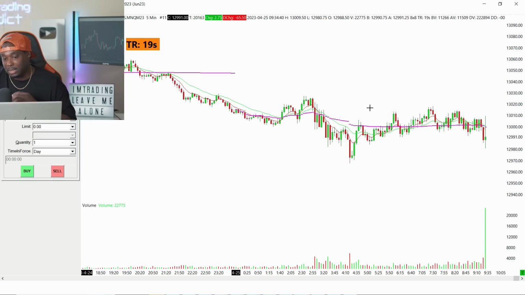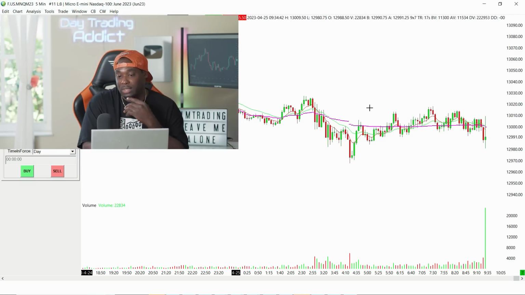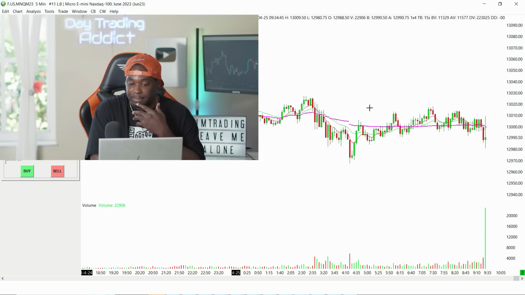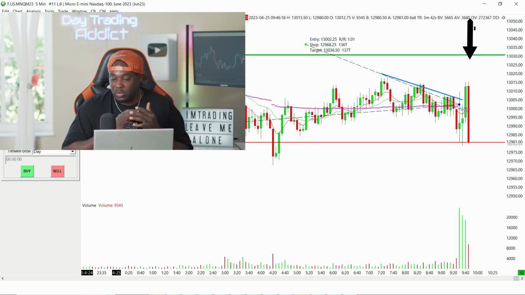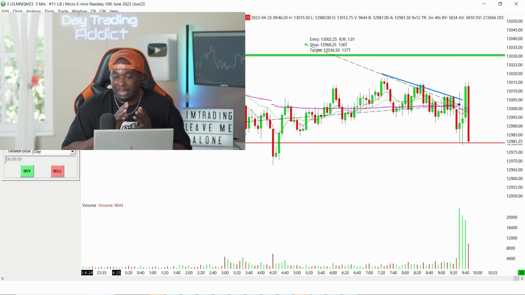So that's my thought process, right? So let me fast forward this so I can show you guys what happened next. All right, so the market is going down. You see this nice bearish bar. I got in the market. I got in a little bit late, but it is what it is.